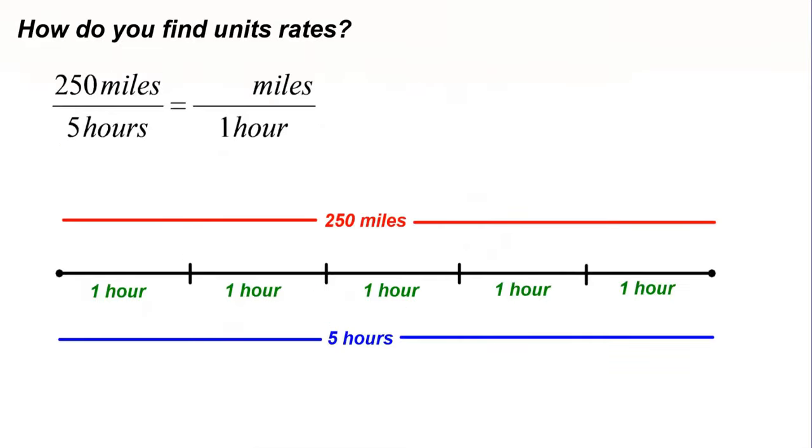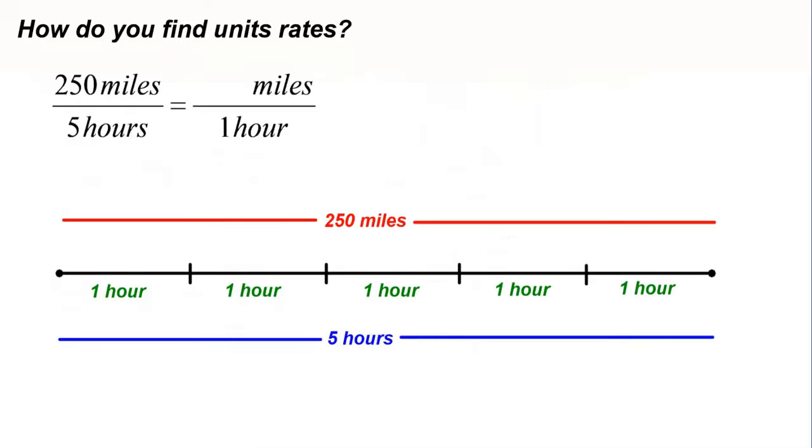So how do you find a unit rate? Taking the example from the previous slide, 250 miles every 5 hours, that's not a unit rate because we're not making the comparison to just 1 hour. We're comparing the number of miles we drive to 5 hours. So if we wanted to make that a unit rate, how many miles would that be in just 1 hour?